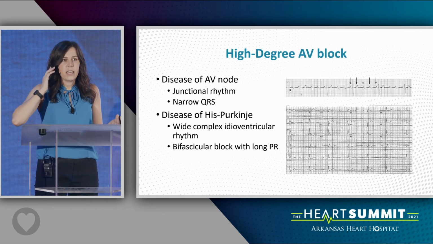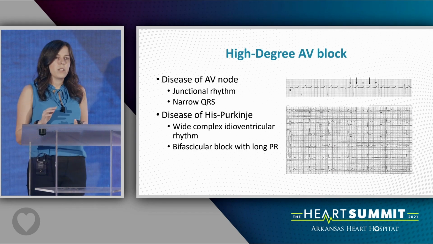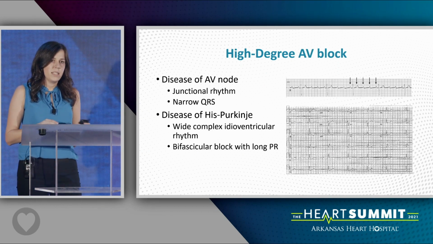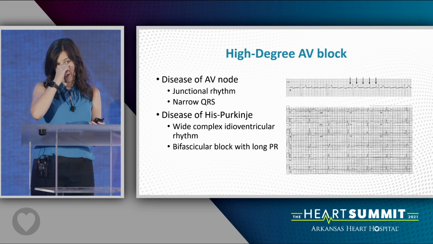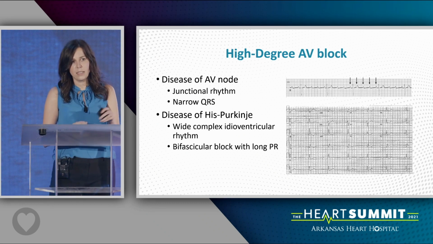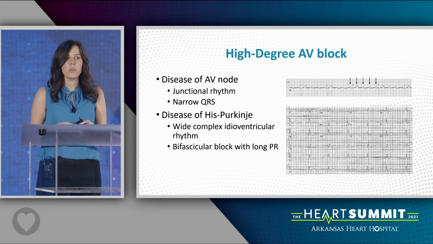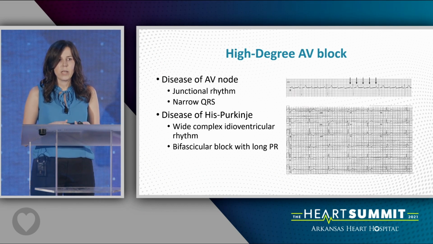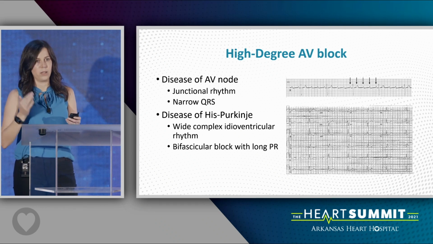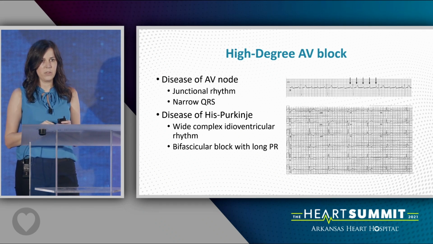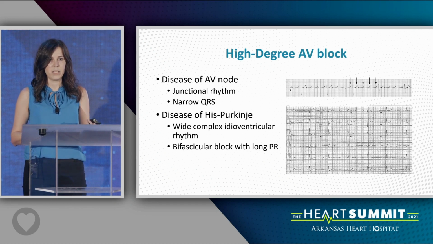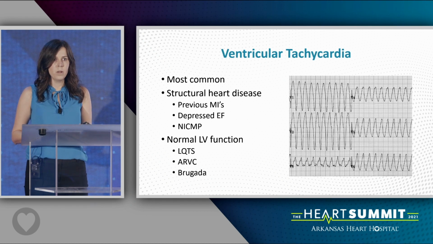For the high degree AV block, I did want to touch on this. Disease of the AV node with a junctional rhythm and narrow QRS is less dangerous than disease of the His-Purkinje. If you get below the His-Purkinje, we have a wider QRS, which is more associated with poor outcomes. So this is definitely the scarier of the two. Either way, you would possibly be looking at putting a pacemaker in these folks.